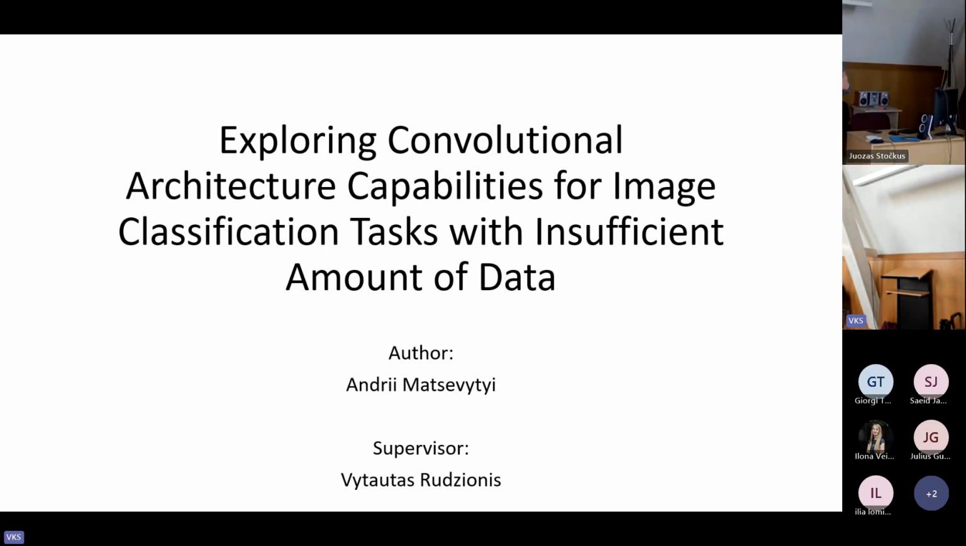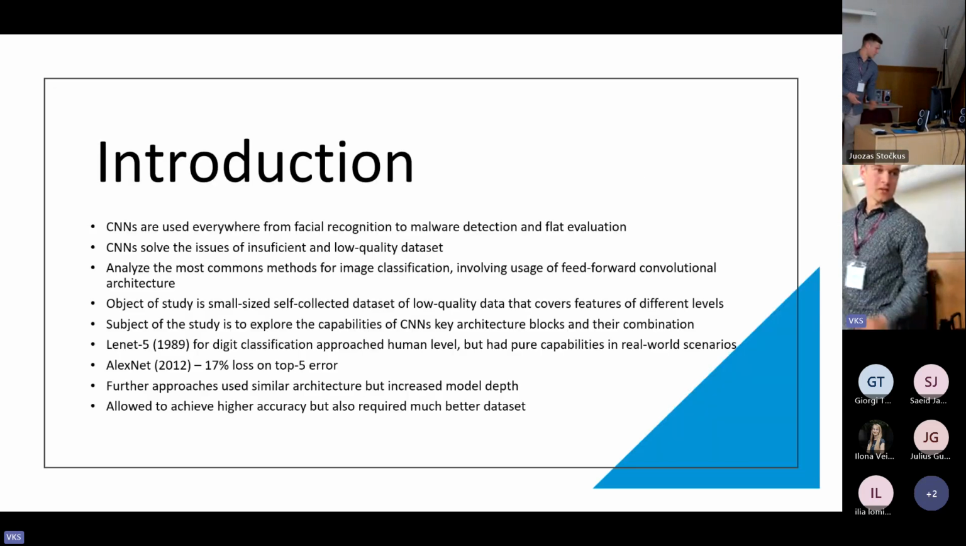The topic is exploring convolutional architecture capabilities for image classification tasks with insufficient amount of data. To begin with, nowadays convolutional neural networks are used almost everywhere, from facial recognition in your phones to malware detection and threat evaluation.